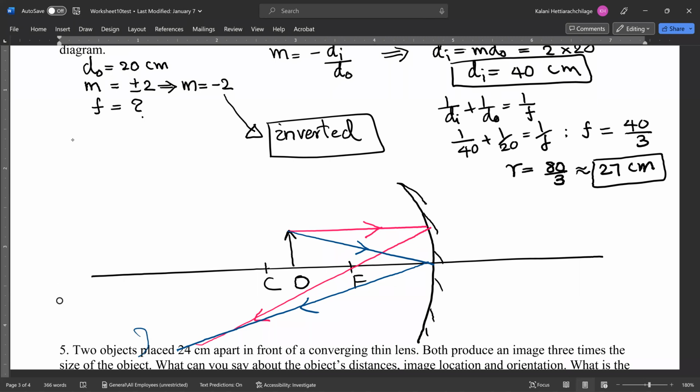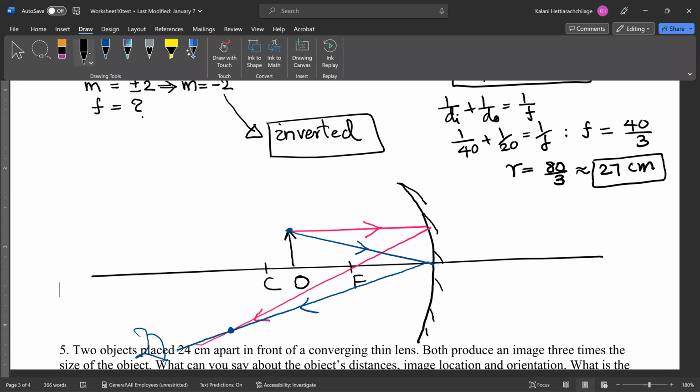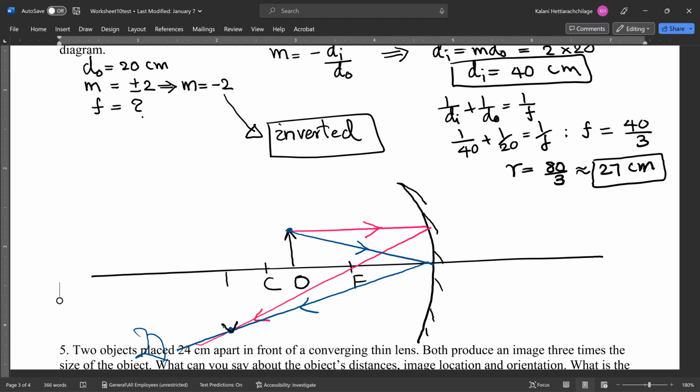So now this is where you're going to keep your eye, and this is where they will intersect. This is the point that you started, right? That tip point will stay in here now. Your image will be located somewhere here. Right? So now inverted, correct. Your DI is positive, yes, because it is real. And if you measure the distance from here to here, that will be around 40 centimeters, right?